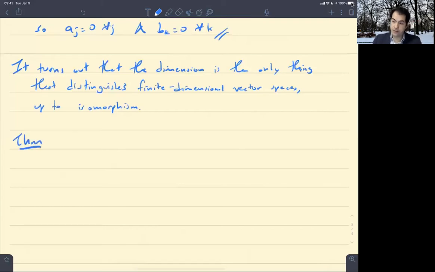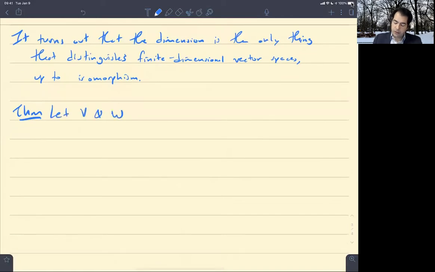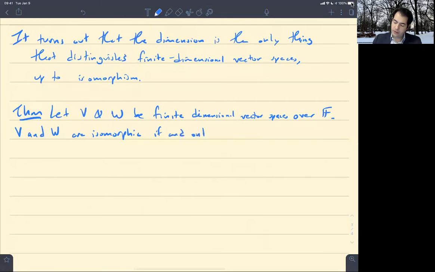Right, so as a theorem, let V and W be finite dimensional vector spaces over the field F. V and W are isomorphic if and only if the dimension of V is equal to the dimension of W. Okay, so up to isomorphism, the only thing that distinguishes is the dimension, right?